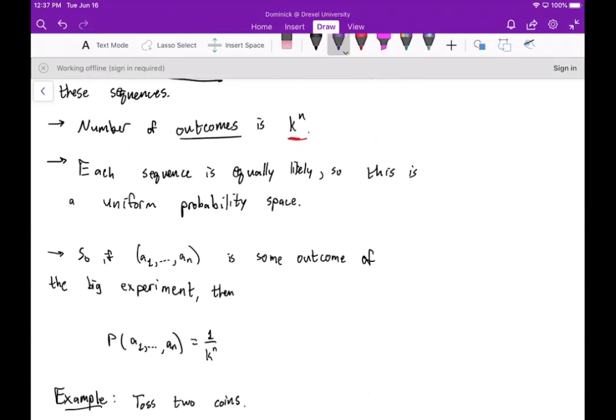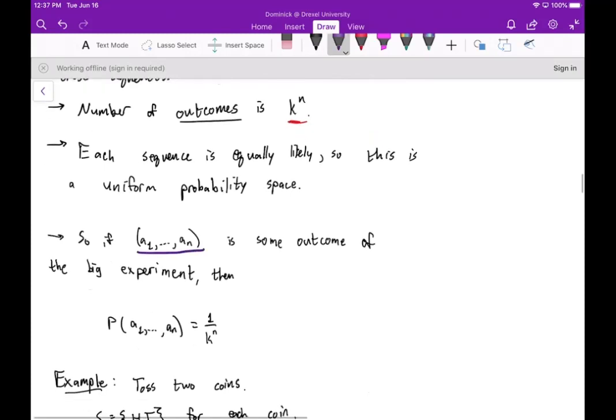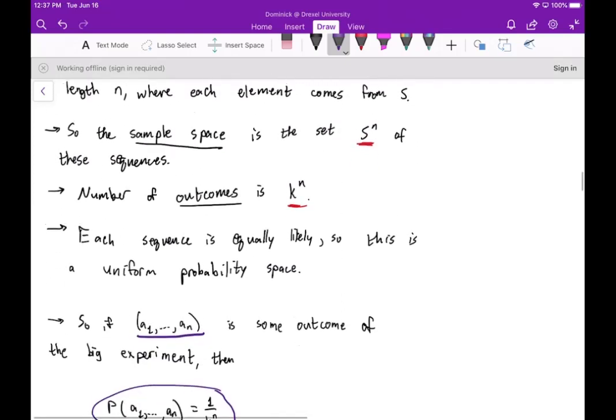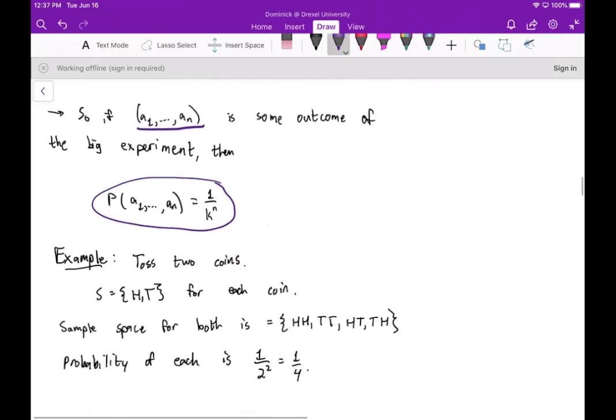And if we suppose that A1 through An is some outcome of this big experiment, then the probability of getting that single sequence of events happening is 1 over k to the n, right? So I know this kind of seems weird and abstract without a concrete example, so that's what we're going to do now.